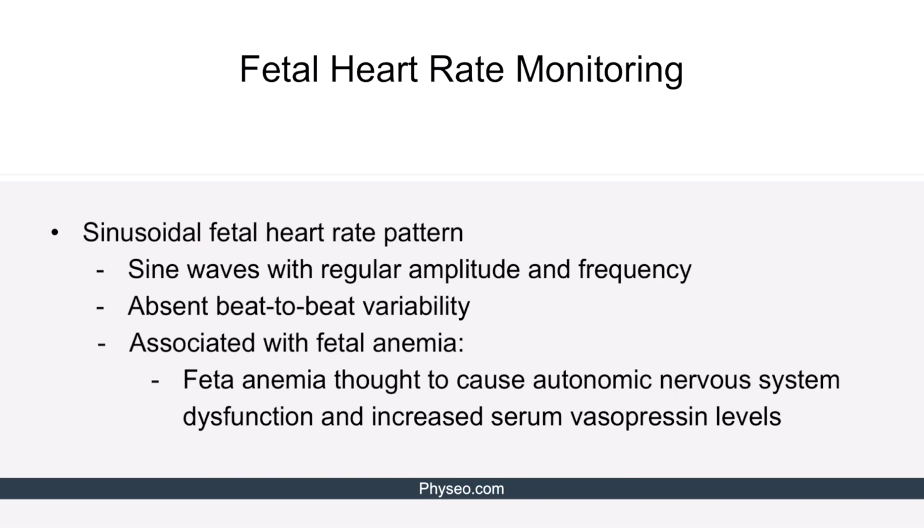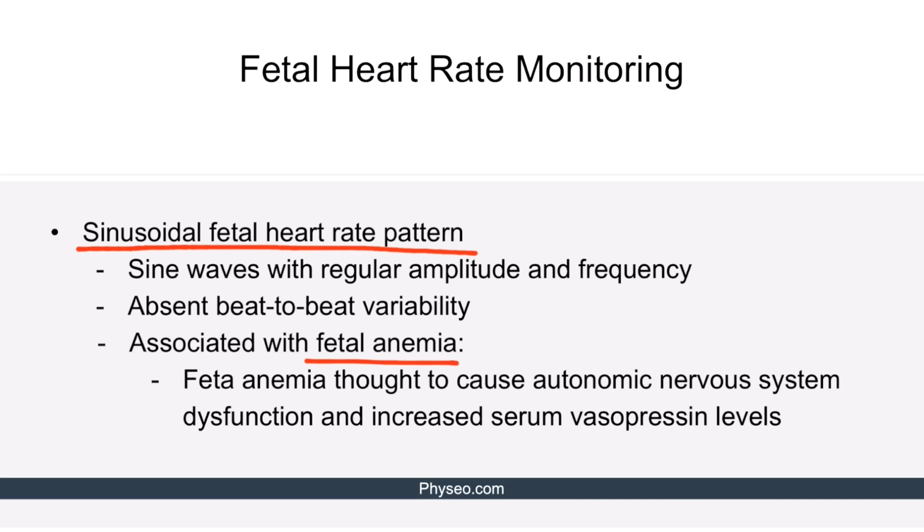Now let's discuss the sinusoidal fetal heart rate pattern. This is characterized by sine waves with regular amplitude and frequency. Absent beat-to-beat variability is also noticeable. In other words, the fetal heart rate lacks the normal variability of 6 to 25 beats per minute. It's also associated with fetal anemia.